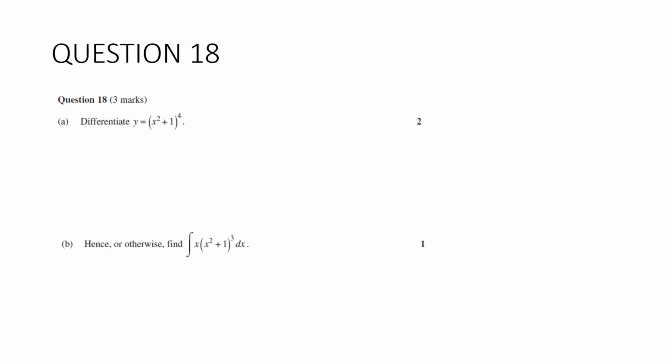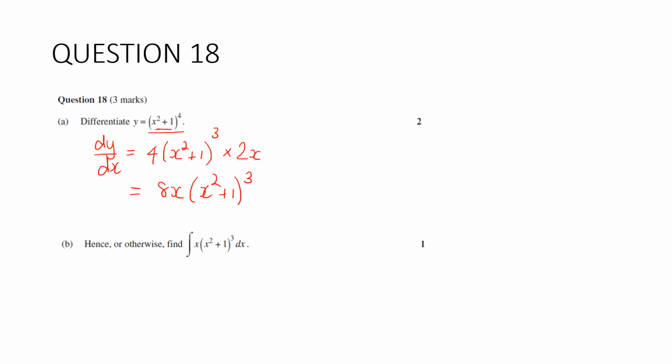Question 18, differentiate y equals x squared plus 1 all to the power of 4. Okay, so we've got a chain rule here, don't we? So dy dx equals, I'm going to differentiate the outside function, which is a power rule. 4 comes down, leave this inside alone, to the power of 3, multiplied by the derivative of the inside function, which is 2x. And just tidying it up, we end up with 8x, x squared plus 1 in brackets cubed.